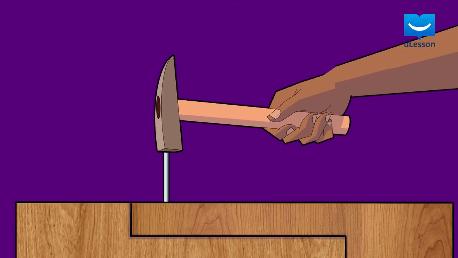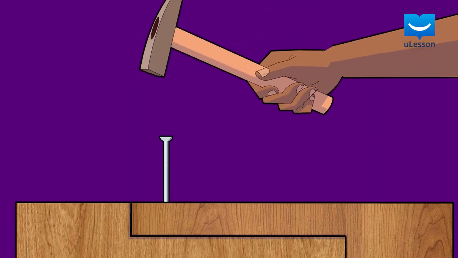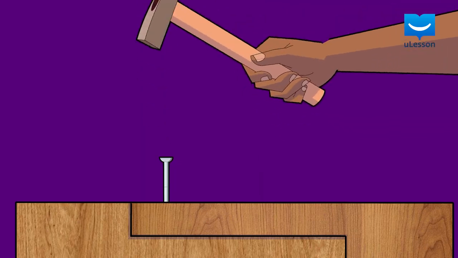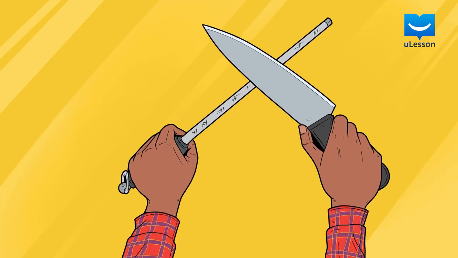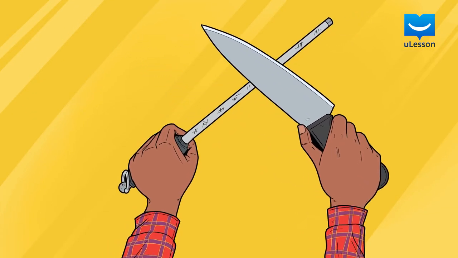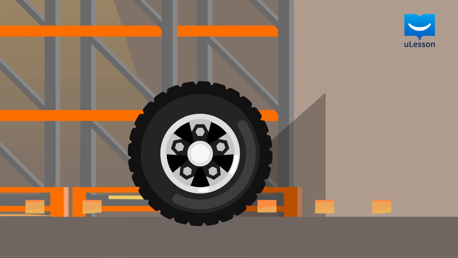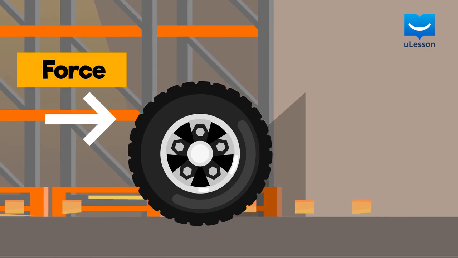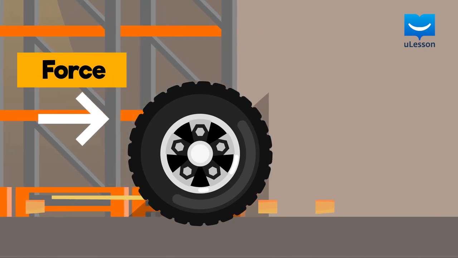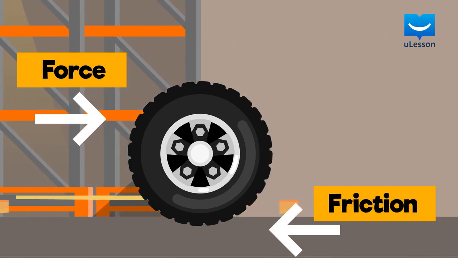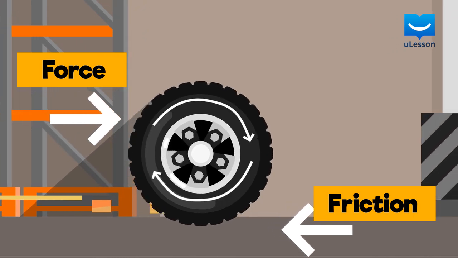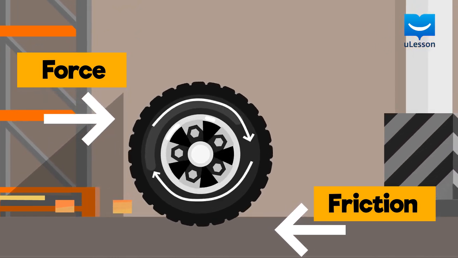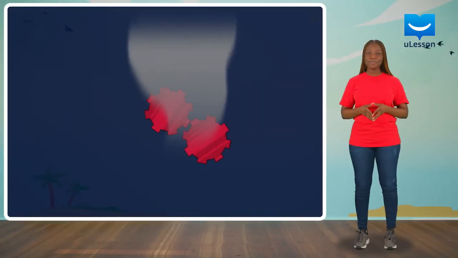But this is not always a bad thing. Nails and screws apply friction to stop parts from moving. And the wearing effect of friction is used to sharpen knives and other objects. Even a simple movement like rolling depends on friction. Instead of allowing the tires to slide along the road when force is applied, friction works in the opposite direction to make them rotate. So we can see that friction has its advantages.